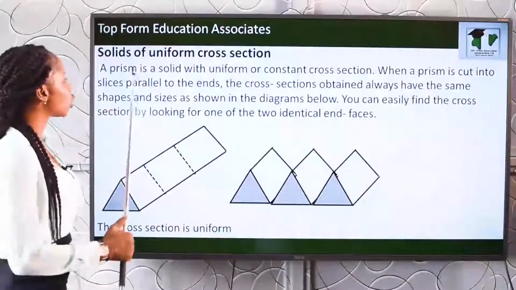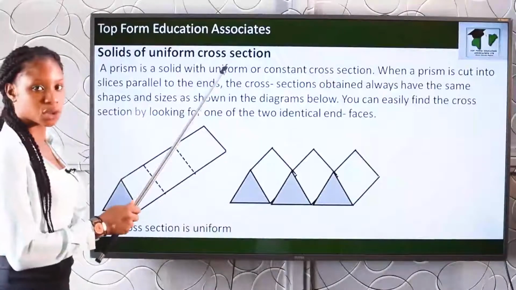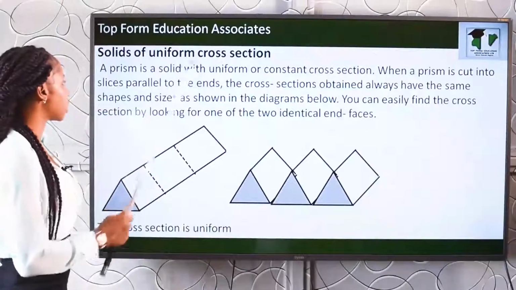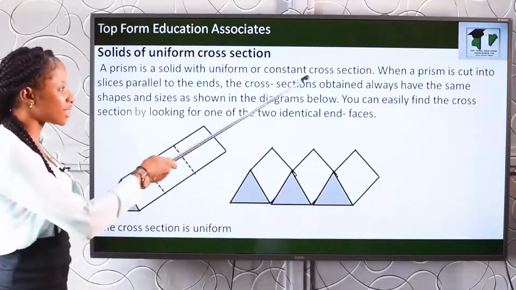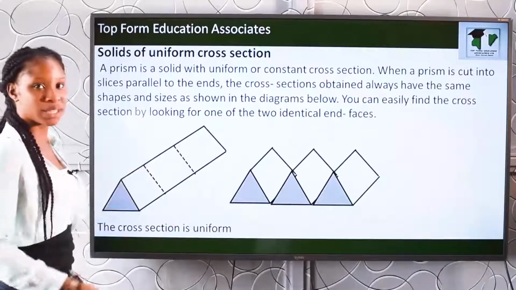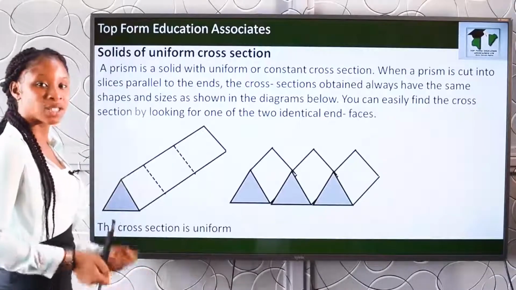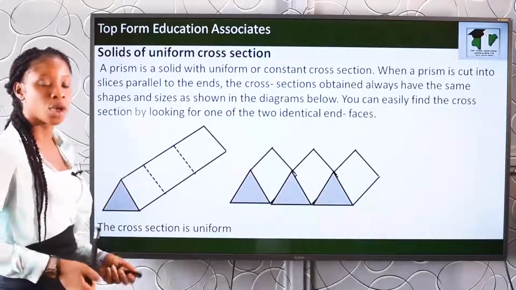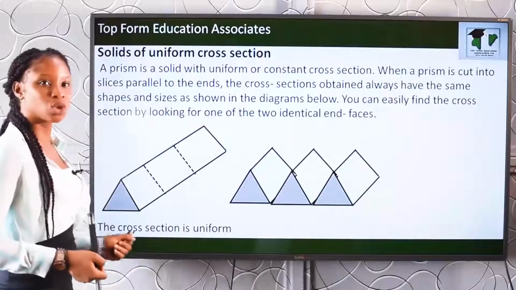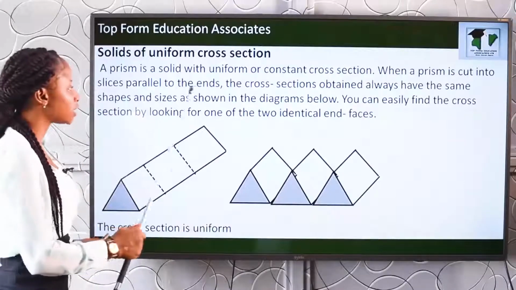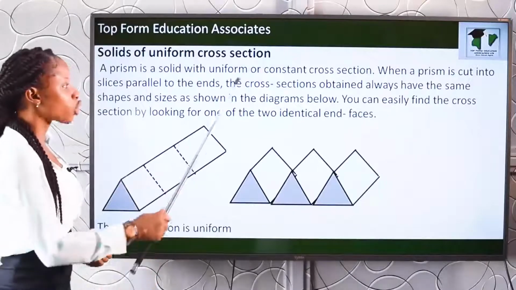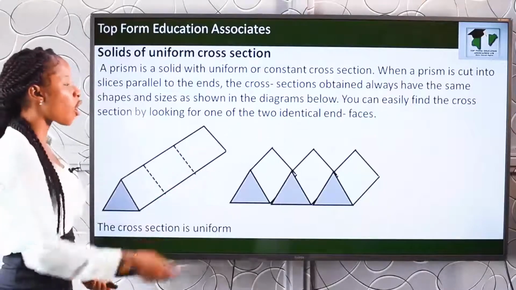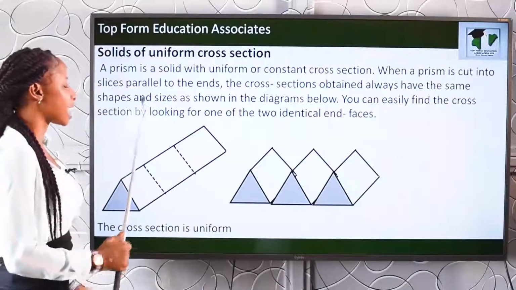Now, let's look at solids of uniform cross-section. A prism is a solid with uniform or constant cross-section, meaning it has the same cross-section throughout. When a prism is cut into slices parallel to the ends, the cross-sections obtained always have the same shapes and sizes.